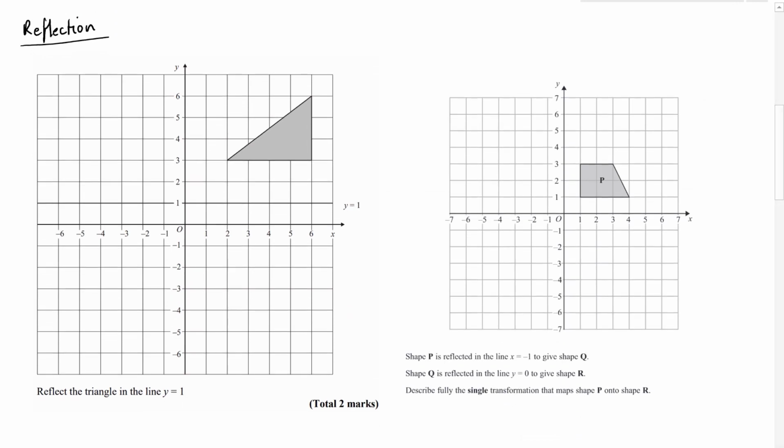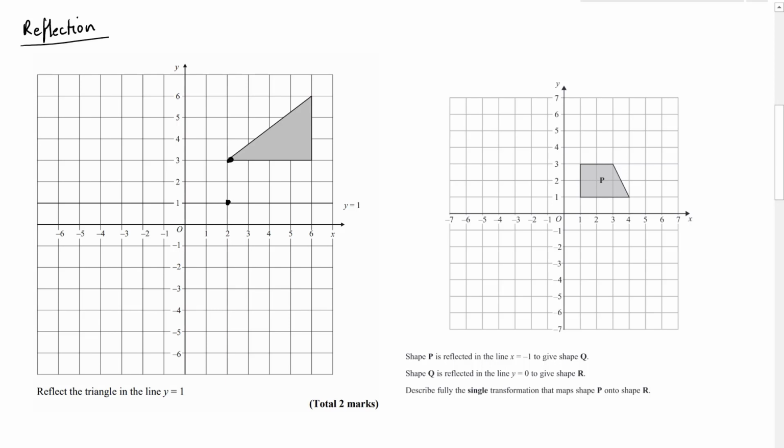Now let's have a look at reflection. So this first question asks us to reflect the triangle in the line y equals 1. And again, you could use tracing paper, but we're going to stick it out with a systematic approach. I know this line y equals 1 is actually drawn for you in this question, but I wouldn't rely on that being the case for all of them, because they can just tell you to reflect the triangle or the shape in this line, and you're expected to know that this is y equals 1. But let's say this is y equals 1.